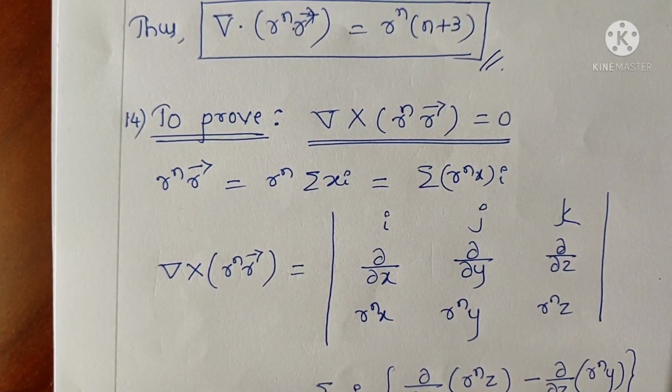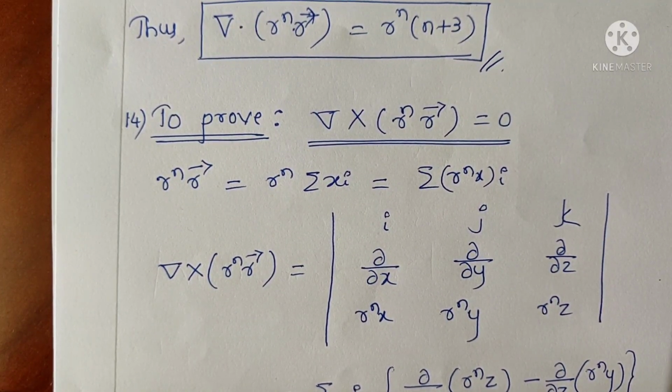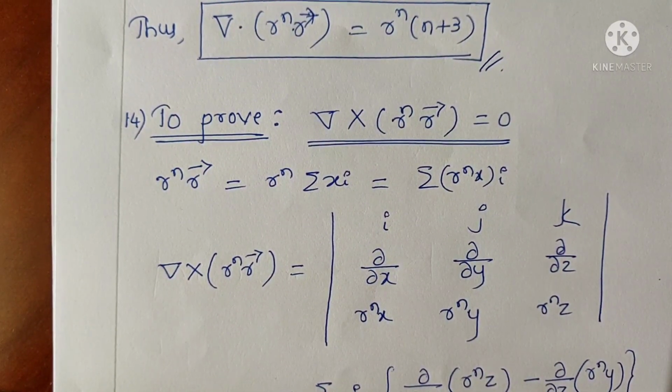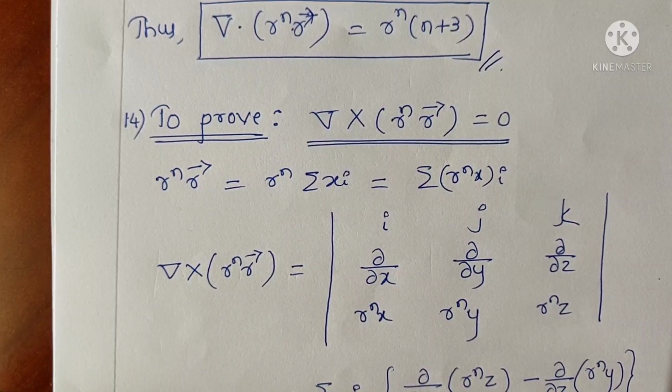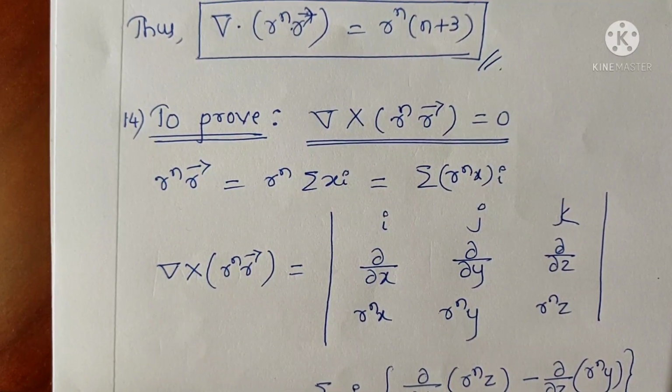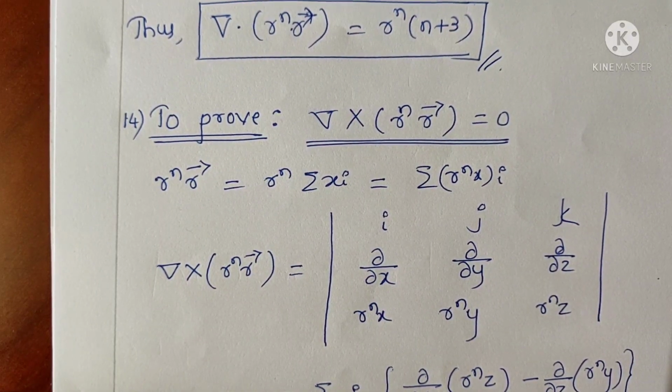So this is equal to summation of i, again the product rule. With respect to y we have to partially differentiate. So n into r raised to n minus 1, dou r by dou y (we are differentiating r) into z as it is. So partial differentiation of z is 0. So minus again n into r raised to n minus 1 dou r by dou z into y.